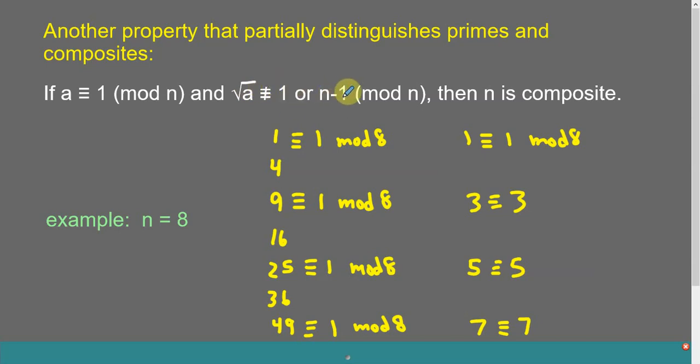Alright, so what this fact says is that if the square root of a is not 1 or n minus 1, so for us that would be 1 or 7, then n is composite. Well, this one is 1, so that was okay. This one is 7, but these are not, right? So we had a number that was 1 mod 8, and when we took the square root, it was not 1 or 7 mod 8. And same with this one. 25 was 1 mod 8. When we took the square root, it was not 1 or 7 mod 8. So this says that it must be composite. And of course, 8 is composite. Okay, so that's an illustration of how this works.